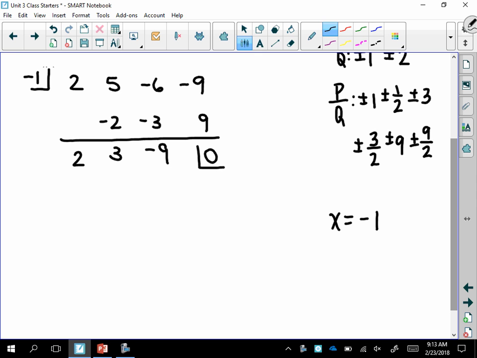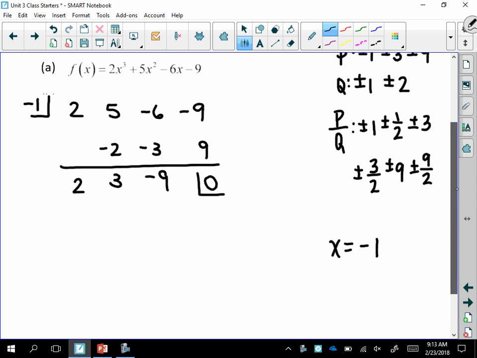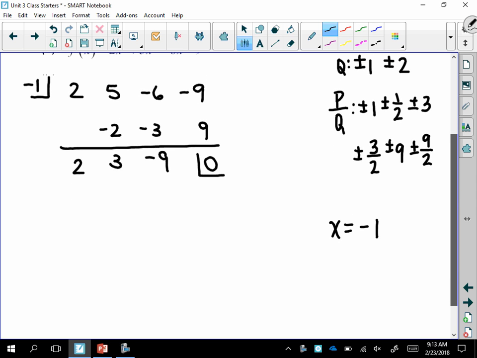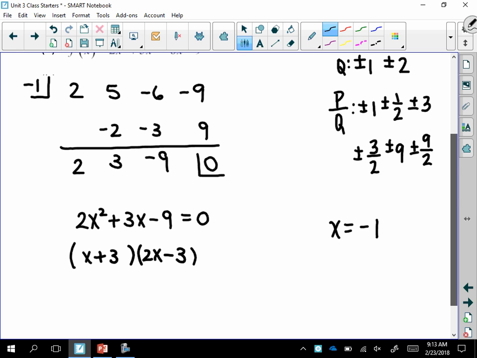I've done synthetic division one time, and that's caused me now to get a quadratic. And my quadratic would be 2x squared plus 3x minus 9. And if I want to find the remaining zeros, I'm going to set that equal to 0. And is that factorable? Yes. Good. So what does it factor into? x plus 3 and 2x minus 3. So what are your other zeros? Negative 3 and positive 3/2.